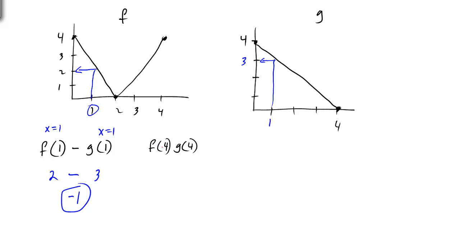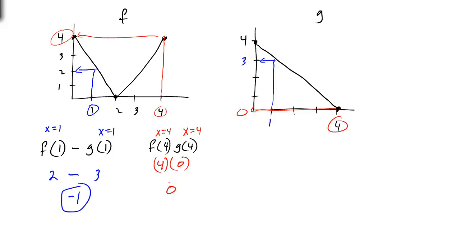If we want to find f of 4, again, that means that our x value is 4, and we want to find the y value. So if we go to function f, here's our x value is 4, and we go up to the graph, and we go over, then our y value is also 4. And that's going to be multiplied by g of 4. So again, we're going to go to function g. When x is 4, well, we're right here. When x is 4, our y value is 0. So 4 times 0 equals 0.